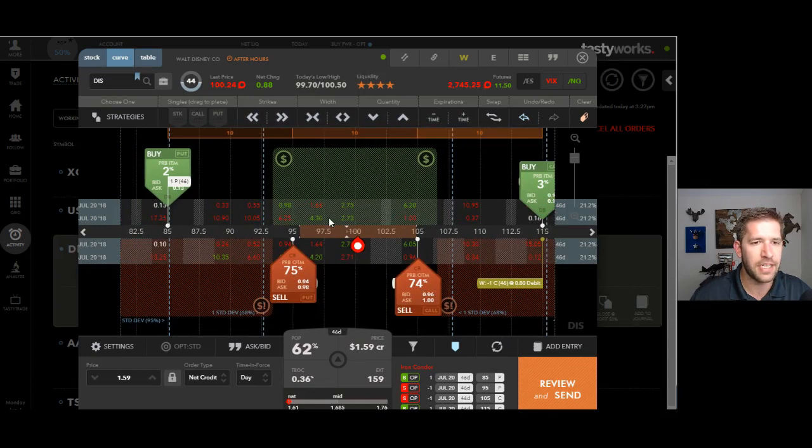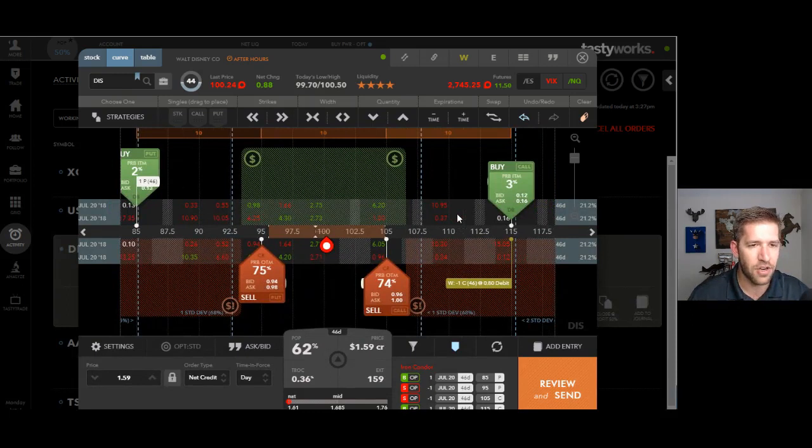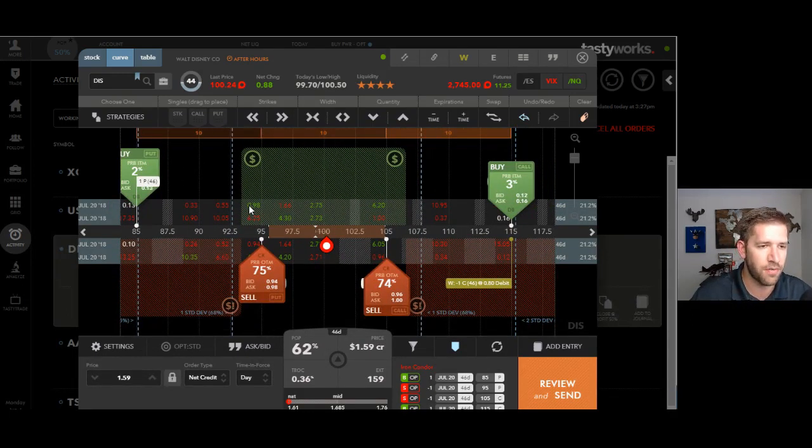So basically, this is a very nice symmetrical strategy. It's $10 wide between the stock price, between the calls and the puts. It's $10 wide between the short put and the long put. And it's $10 wide between the short call and the long call. What's even nicer about this is the symmetrical nature of the risk.